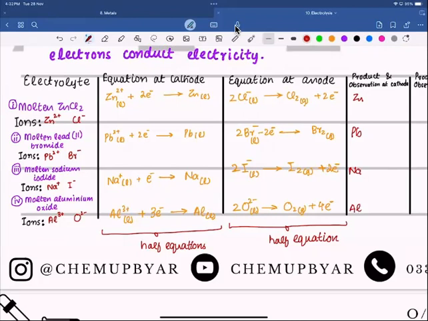So they all have one common observation. Whether you get zinc at cathode, lead at cathode, sodium at cathode, calcium at cathode, magnesium or any other metal at cathode, you are going to write just one observation for all of them: silvery gray liquid. So that is what we are going to observe.